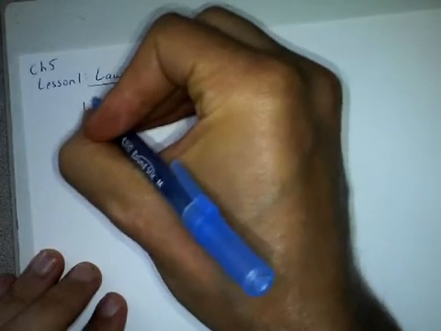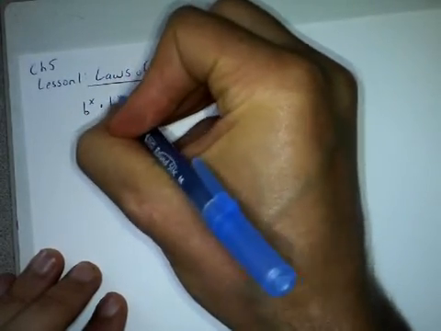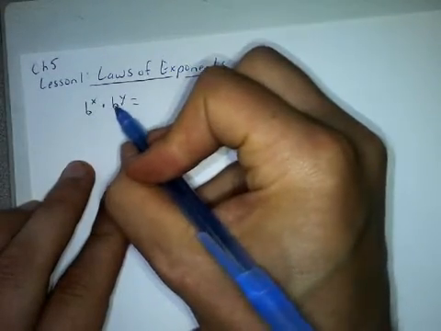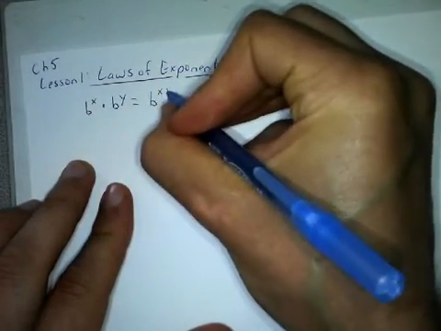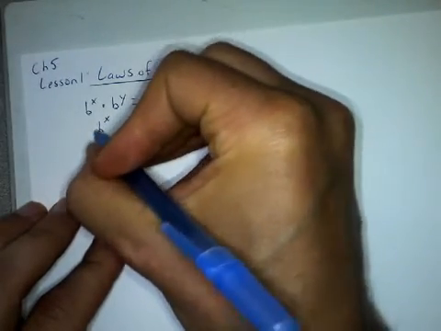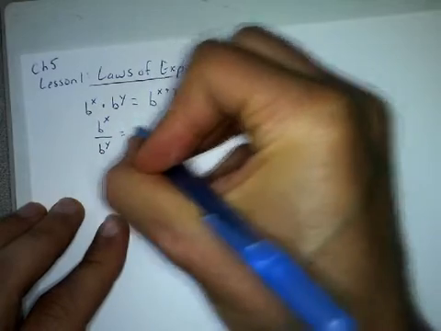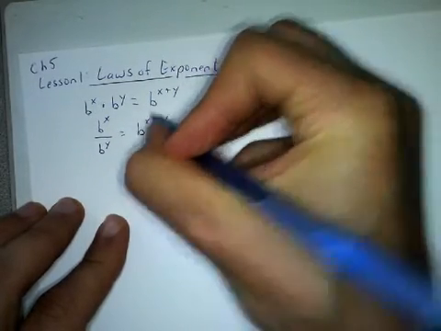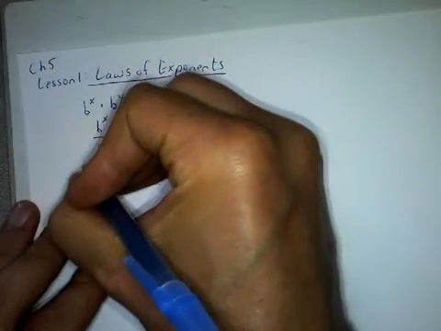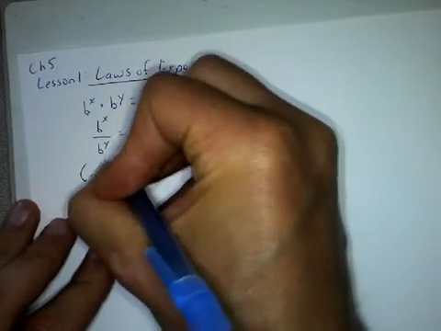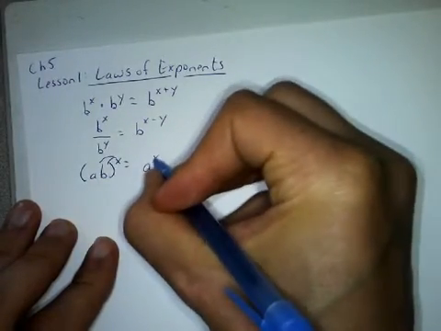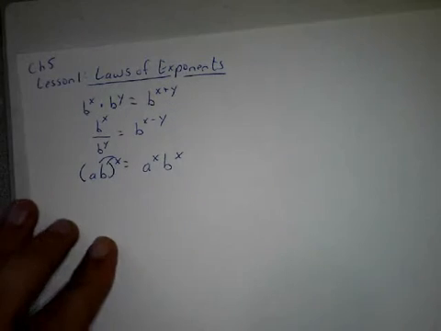First off, we have the most basic property, which is if you have two numbers with the same base and you multiply them, you simply add the exponents. On the same note, if you have division, you then subtract them. If you have something such as ab to the x power, you can distribute this in to get a to the x, b to the x.